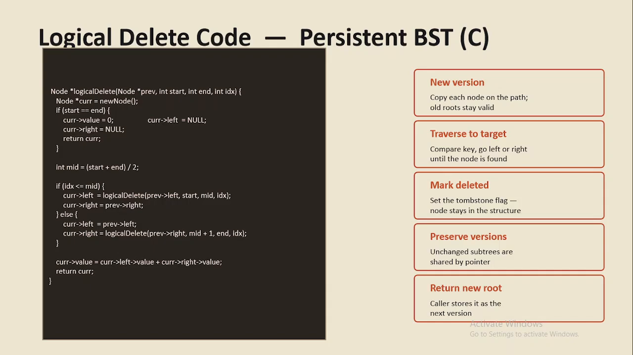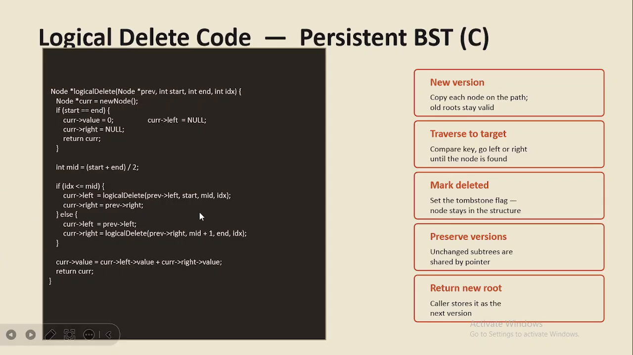Now the code logical delete takes the previous node and the range bound and target indexes. This is the base case. Base case is start equals end, and it creates a new node, sets value to 0 and returns it. That's the tombstone. For the recursive case, we create a new node, compute the midpoint and branch. If the target is in the left half, we recurse left and share the right child directly from the previous node.